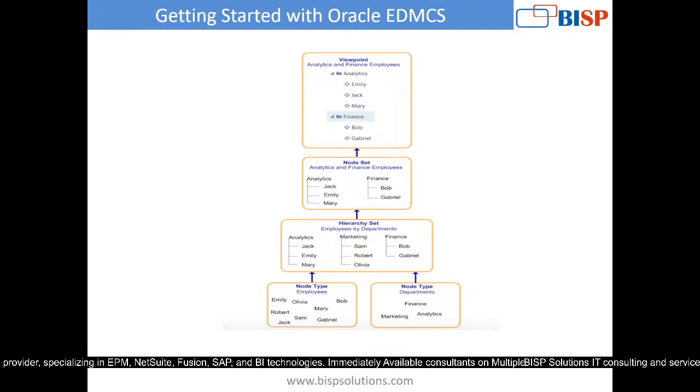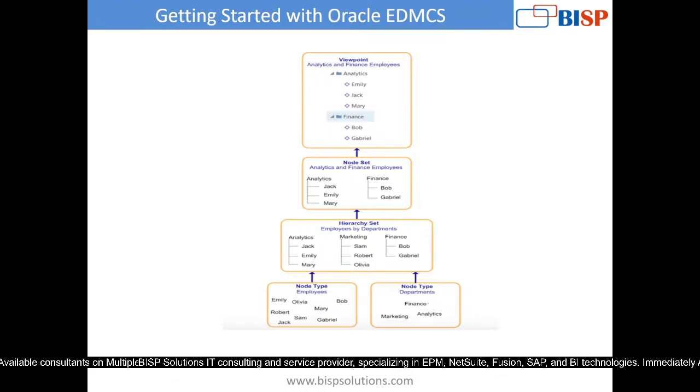So let's say I want to make a hierarchy set for finance. You can see we have Bob in the node type employees, and we have Gabriel, and we are taking both of the employees belonging to the finance department. So we are maintaining a hierarchy for finance which has the employees Bob and Gabriel, and the same goes with analytics and marketing. Okay, so then we move on to node set.